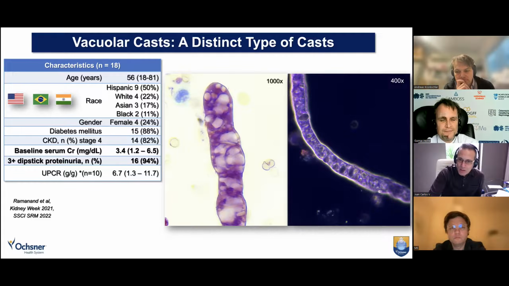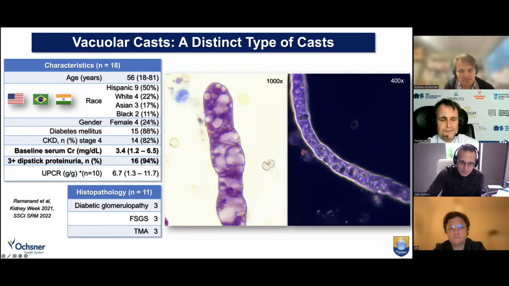We're obviously not clear how they are formed. We think they probably come from tubular epithelial cells that engulfed protein, become stressed, and form vacuoles. But it's just important to be aware of this cast. There's only one paper in the literature, a case report. We hope to publish this series later this year. And 11 of these patients had biopsy-proven diabetic nephropathy, a few had focal segmental glomerulosclerosis, and thrombotic microangiopathy.